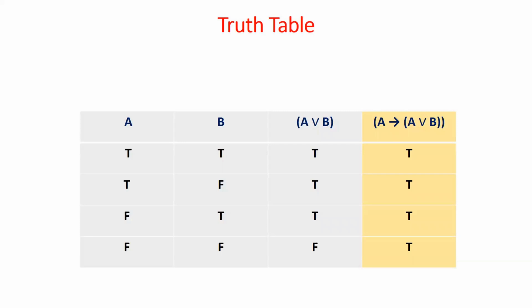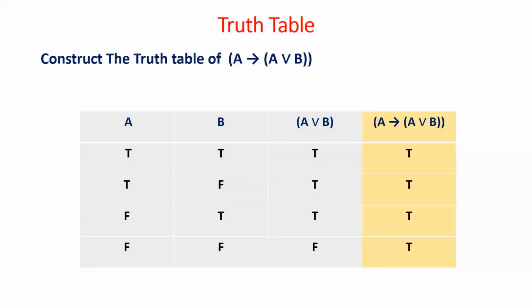The next part, truth table. How to obtain a truth table? Very simple thing. The question is: construct the truth table of the given well-formed formula, or we can say statement formula. To find the truth table of the given statement formula, initially we have to find how many possible combinations are required to get the truth values for this formula.